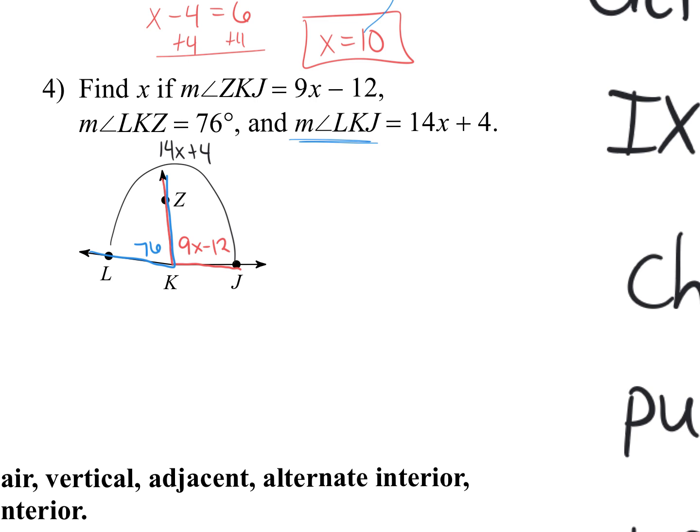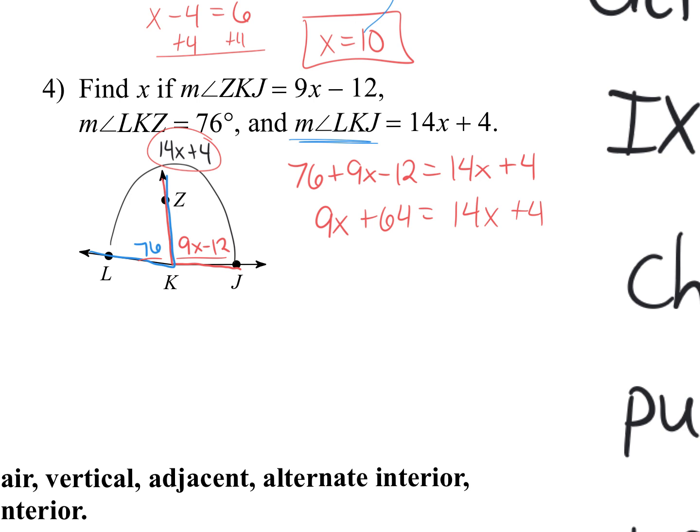Very similar to the one that we just did up top on number 2. What do I know about these two compared to the whole thing? They add up together to equal the whole thing. So 76 plus 9x minus 12 equals 14x plus 4. To solve from here, I'm going to combine like terms on the left side: 9x plus 64 equals 14x plus 4. Then we just solve from here.